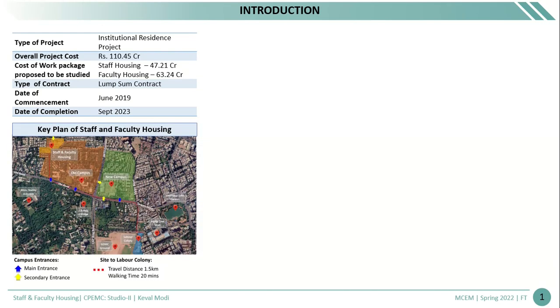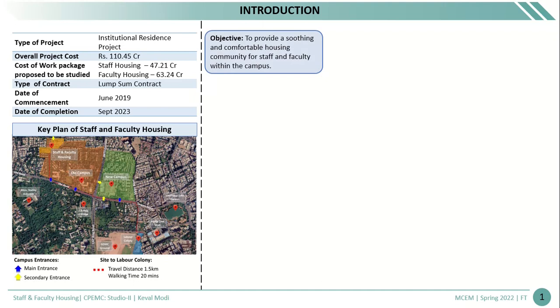This is the key plan of the project. There are three main entrances for vehicular movement, denoted with the blue color, and three secondary entrances for the pedestrian path, denoted with the yellow color. The labor colony is situated 1.5 kilometers from the site. The main objective of the project is to provide comfortable housing within the campus.